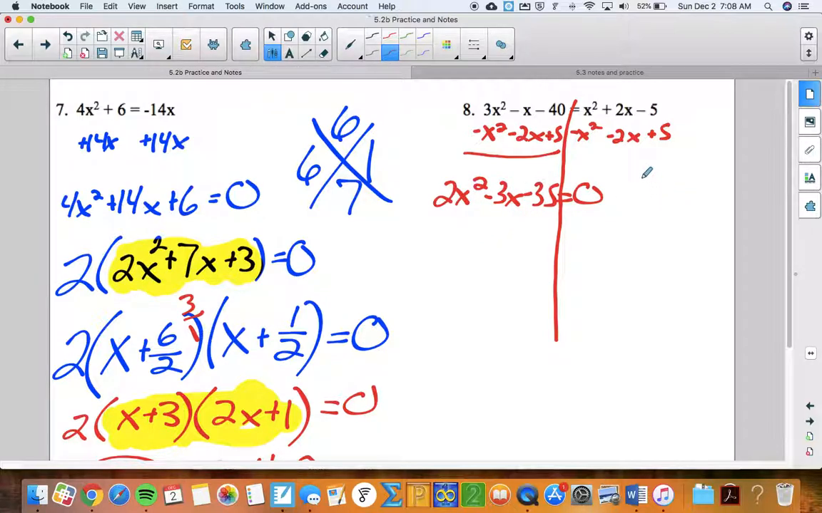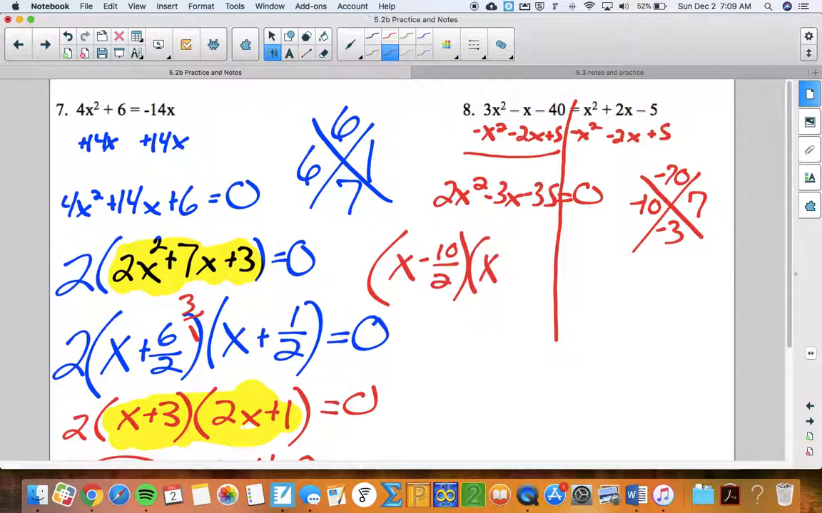There is no GCF, so we're looking for numbers that multiply to -70 and add to -3. So I'm thinking about all my factors of 70, but I'm making one positive and one negative. So really I'm looking for which numbers multiply to 70, but are only different by 3. 7 and 10. And I'll make the 10 negative, because when I add -10 to 7, I get -3. So we're going x minus 10 over 2 and x plus 7 over 2 equals 0.